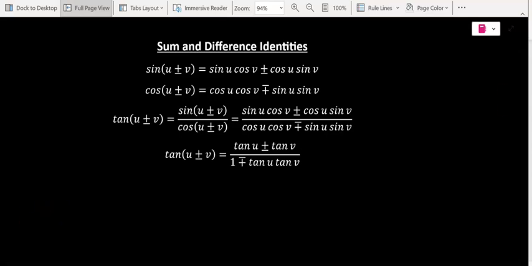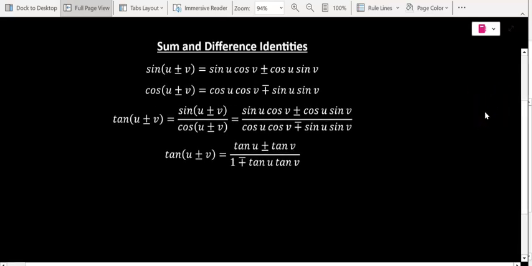difference identities. So with the sum and difference identities, what you're going to be able to do now is solve for some exact values for angles that are not necessarily on your unit circle, but they are the sum or the difference of two numbers that already are on your unit circle.